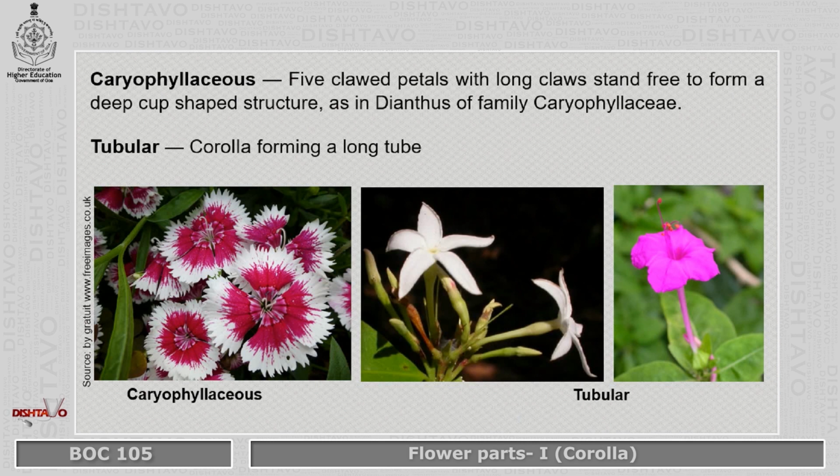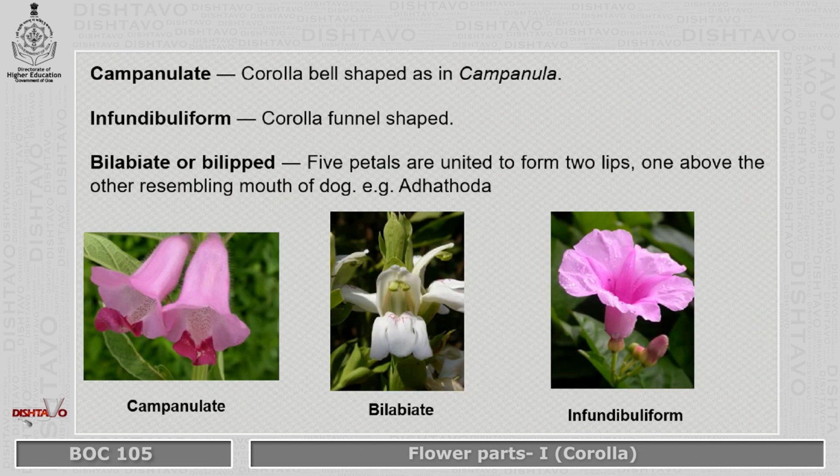Tubular corolla. Here we say tubular corolla when the corolla is forming a long tube-like or straw-like structure at the base of the expanded portion. Corolla can be called campanulate when the corolla is bell shaped. This is found in Sesamum mullianum plant. Corolla can be called infundibuliform, that is, corolla is funnel shaped. This can be seen in Ipomoea pes-caprae.